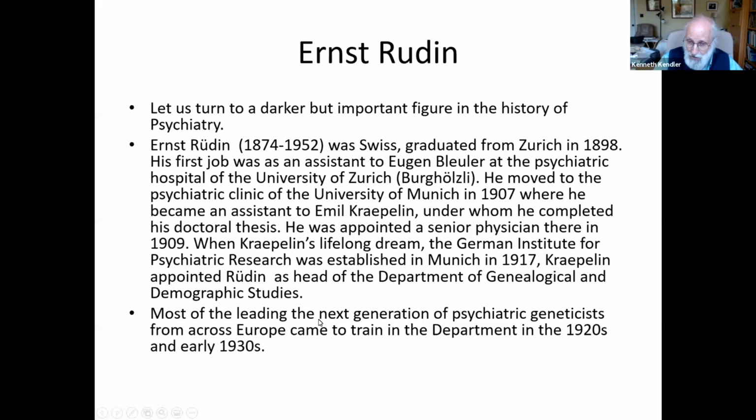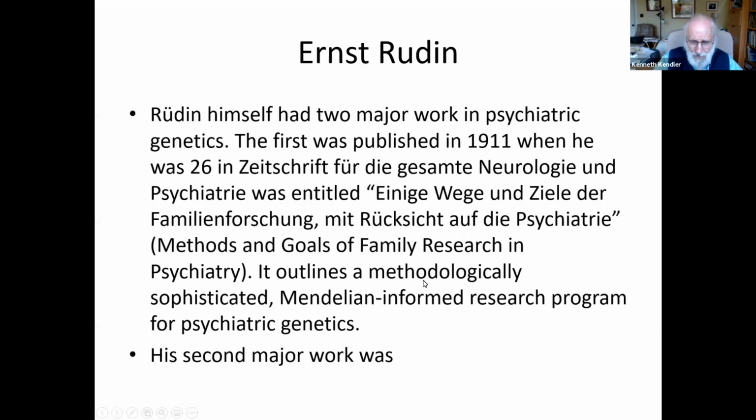Most of the leading members of the next generation of psychiatric geneticists, and that includes such figures as Elliot Slater, Erik Strömgren, and others from all across Europe, came to train in the department that Rudin had established in the 1920s and early 1930s. Rudin himself had two major works in psychiatric genetics, although his school, the program that he established, had many, many more works. The first was published in 1911 when he was 26, and the title was Methods and Goals of Family Research in Psychiatry.